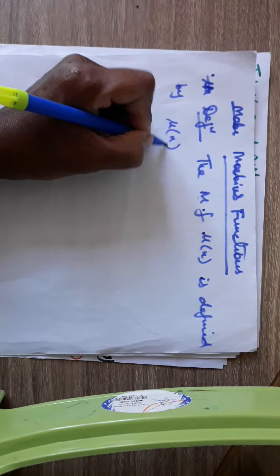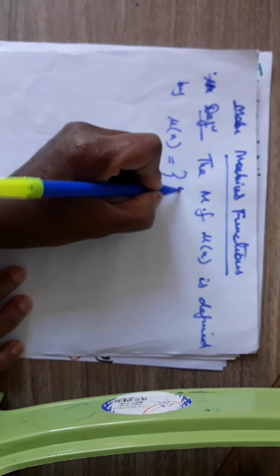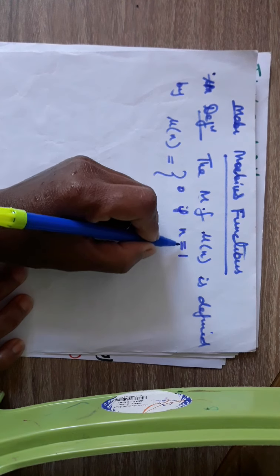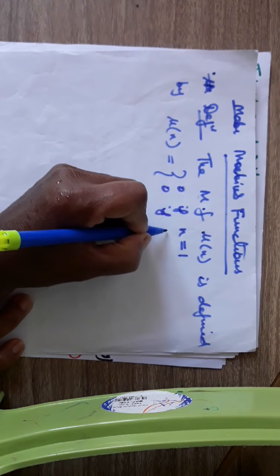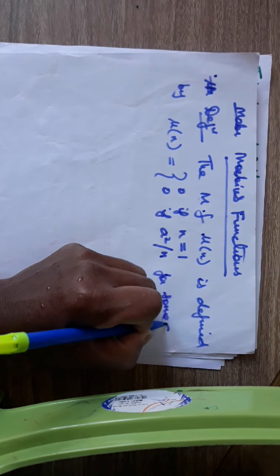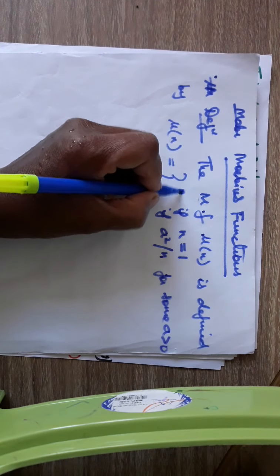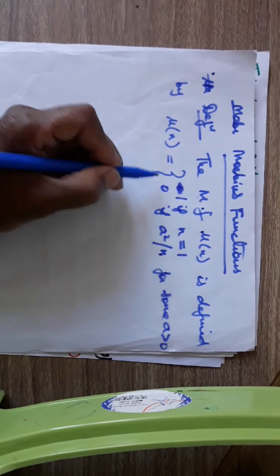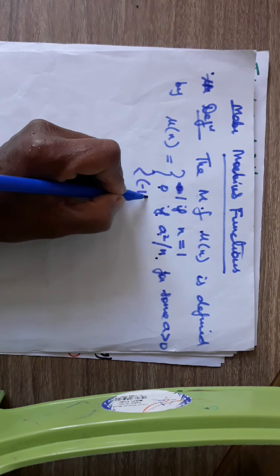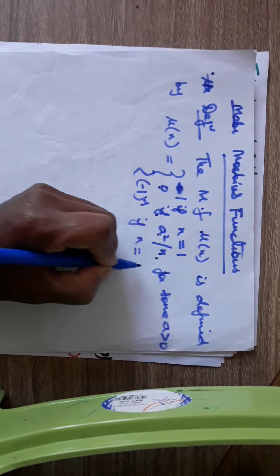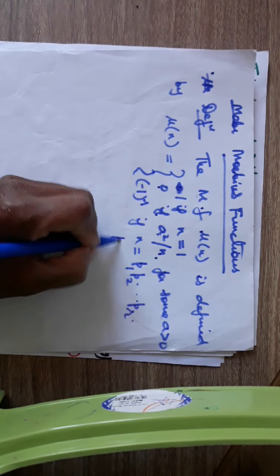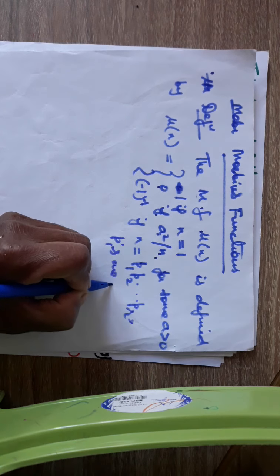this one. Mu n will be equal to 1 if n is equal to 1, which means mu of 1 is equal to 1, and it will be equal to 0 if there exists a square which divides n, and it will be equal to minus 1 to the power r if n is a product of r distinct primes p1, p2, up to pr, where the pi's are distinct primes.